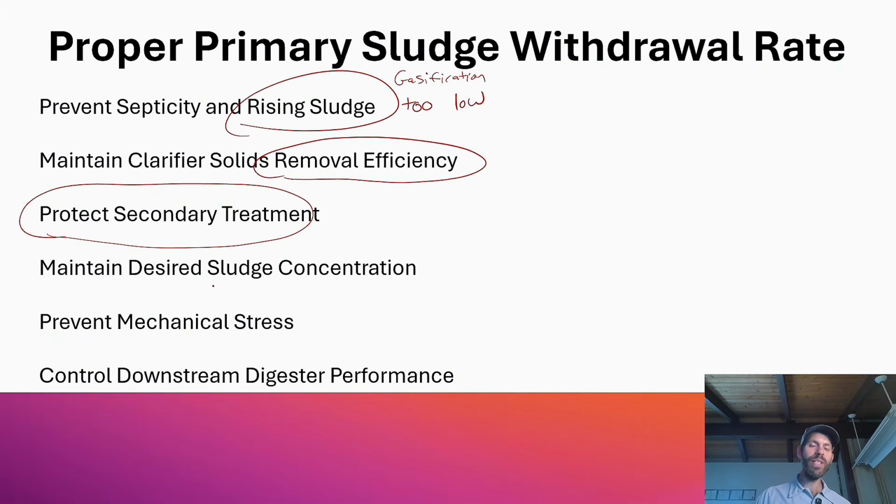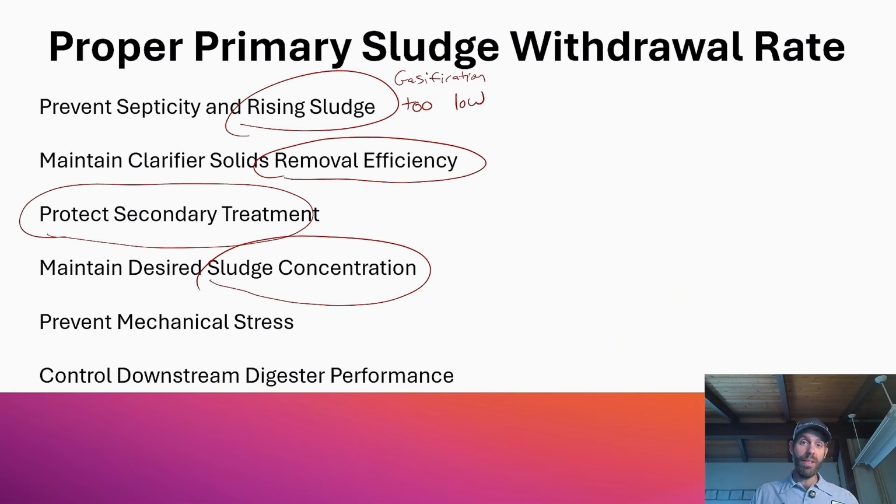So the other reason you're going to be withdrawing at the proper rate is you want to maintain desired sludge concentration. Okay, so we've talked about what happens when our withdrawal rate's too low. The concentration gets pretty thick, which is great.